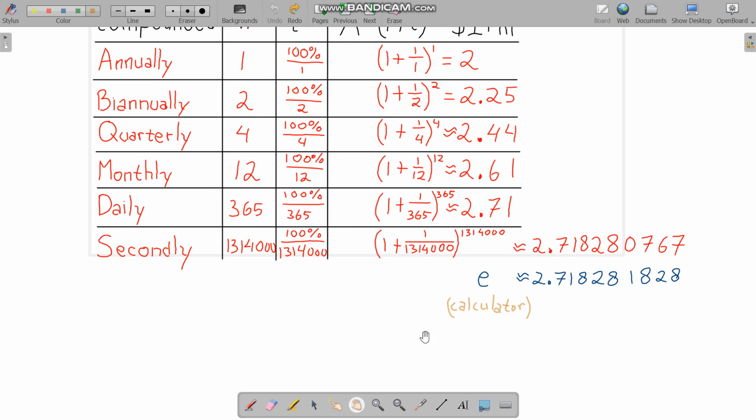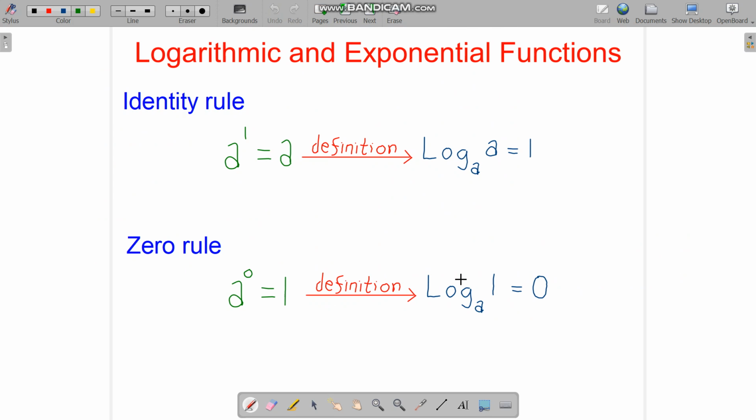So this is actually the formal definition of Euler's number e. It is 1 plus 1 over n to the power of n, but this is the limit as n approaches infinity. That's Euler's number.